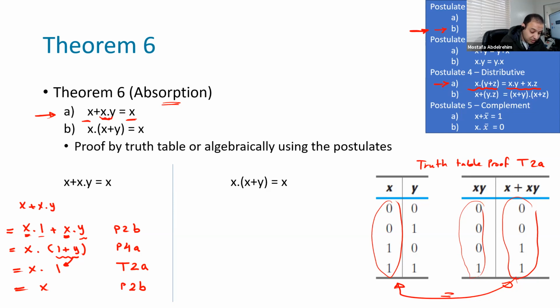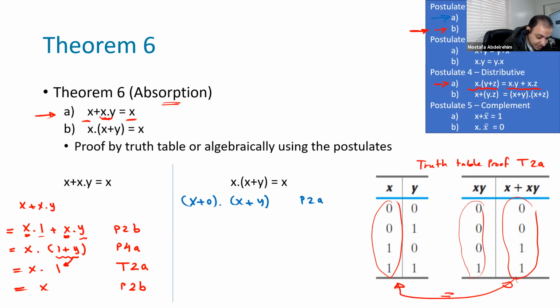Okay, x dot x or y equal to x. Here we ANDed 1 with x, here we ORed 0 with x. So x or 0 dot x or y. This is the left-hand side, and I just ORed 0 with x, the first term in the left-hand side. This has no effect, basically, because when you OR anything with 0, it will give you the same variable. Okay, this is postulate 2a.